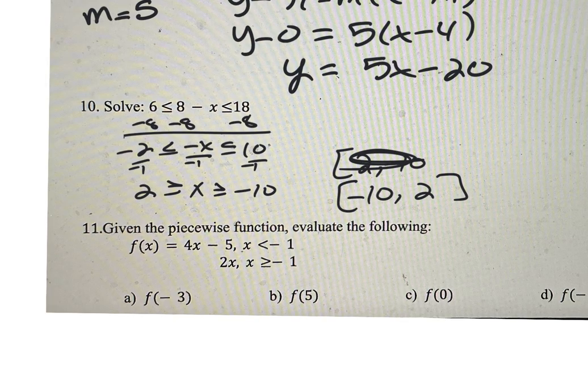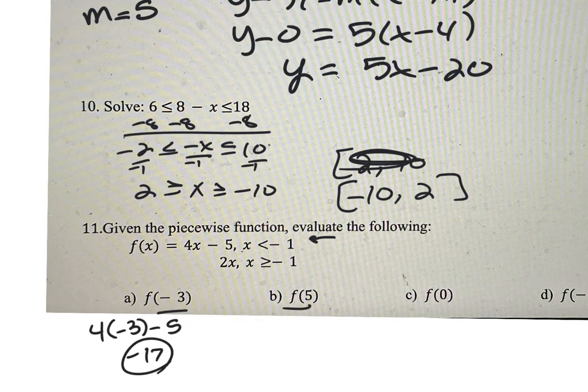Number 11, because I about messed that one up. Number 11, given the piecewise function, evaluate each. Have a negative 3 first. Where does negative 3 fit? Negative 3 is definitely less than negative 1, so I'm going to plug it in to the top one, which gives me negative 12 minus 5, which is negative 17.